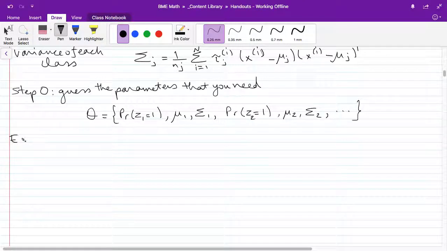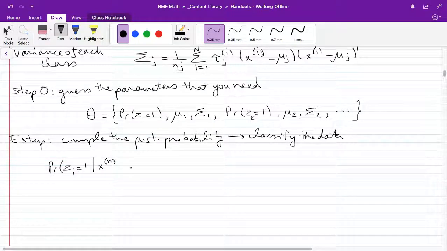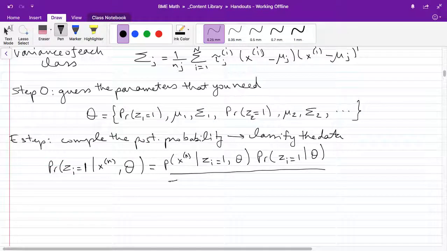So the E step is to compute the posterior probability. That is, to classify the data. Well, if I knew what these parameters are, I can now compute the probability of being class 1 given my data and this theta. If I knew the prior probability of each class, the mean of each class, the variance of each class, now I can compute the posterior. I can label my data, because this is equal to my likelihood times the prior probability divided by my marginal.